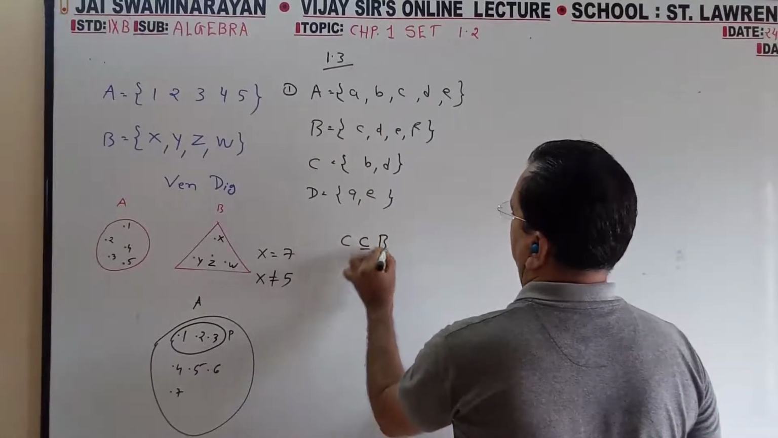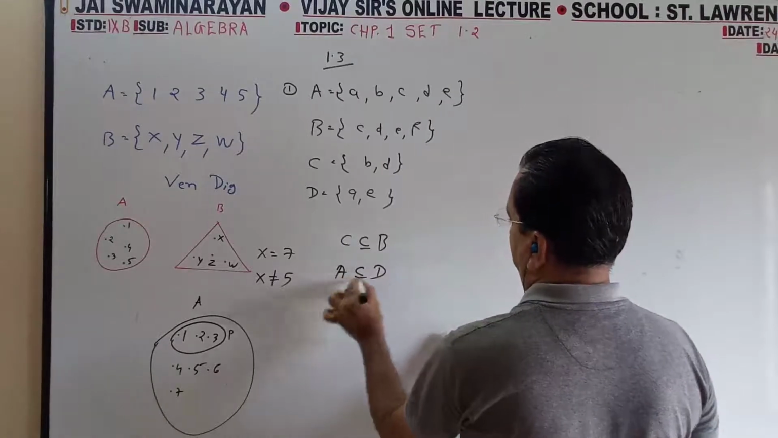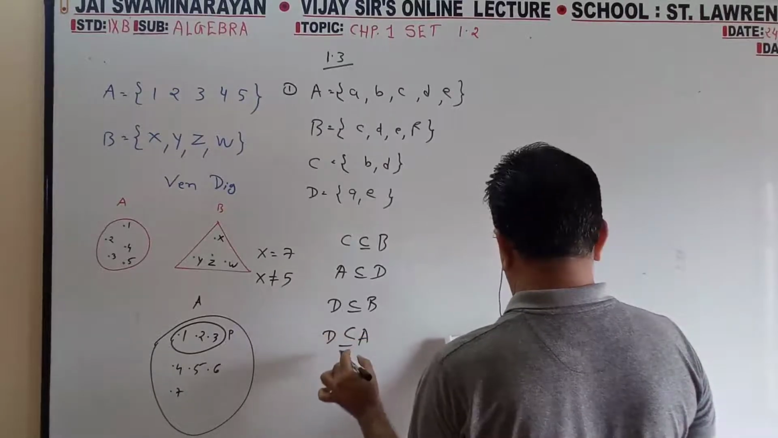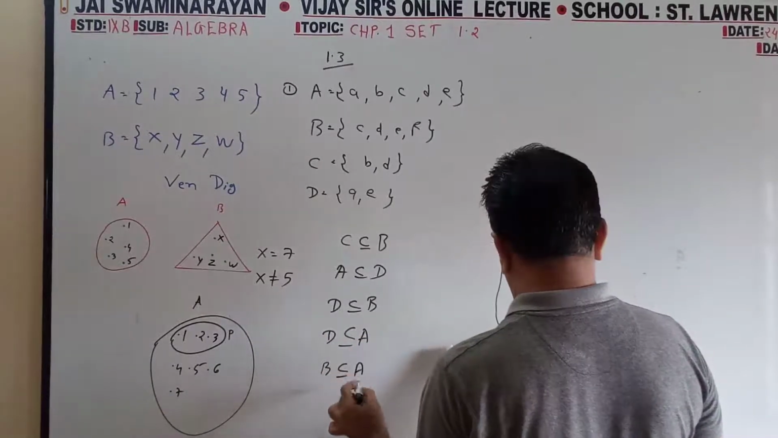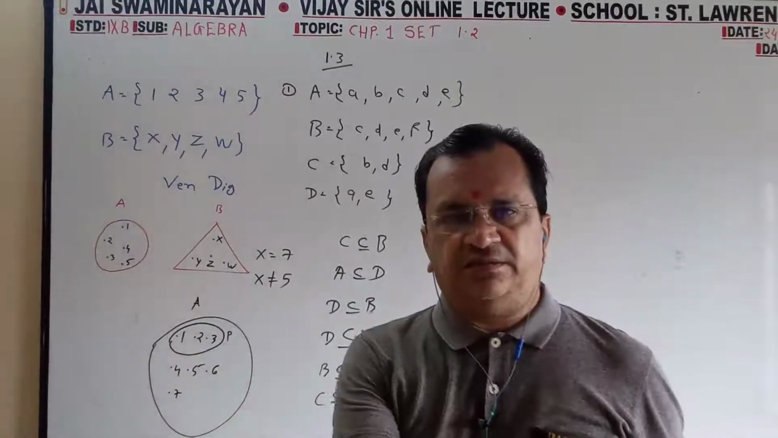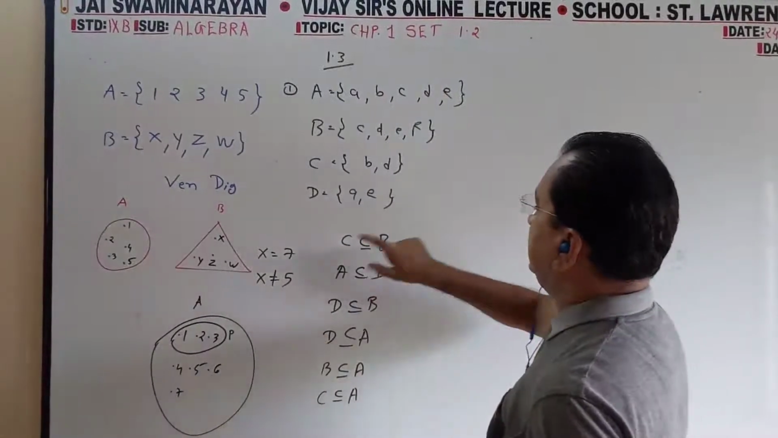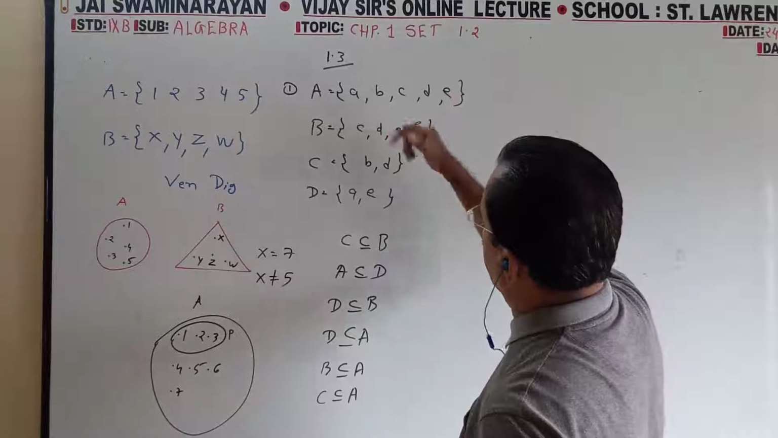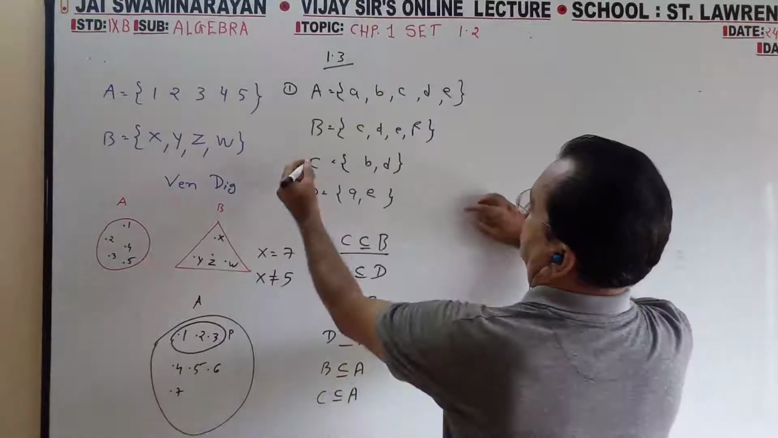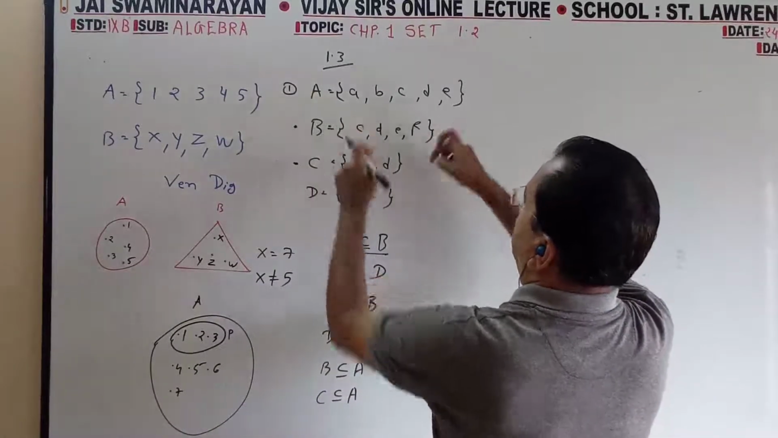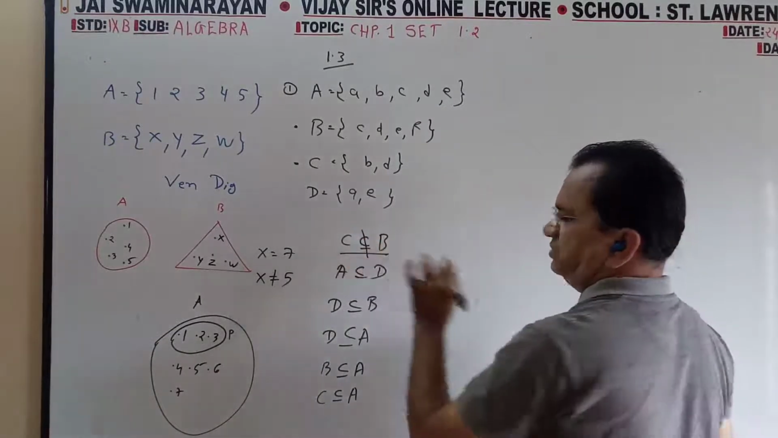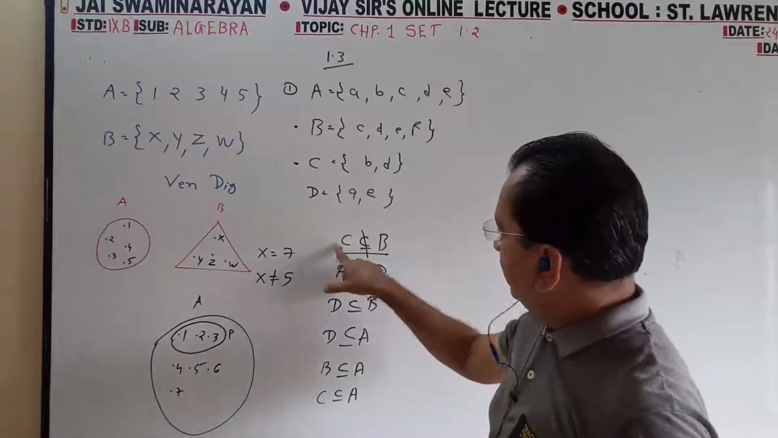Now, there are the questions. Is C a subset of B or not? Is A a subset of D or not? Whose mic is on? Is D a subset of A? Is B a subset of A? Is C a subset of A? Now check. C into B: is B there? No. C is in D, B is not there. So C is not a subset of B. All elements of C are not in B.